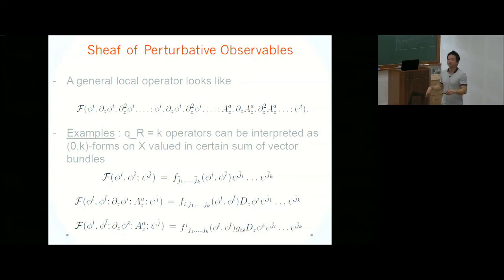That's right. We have to glue in conditions. So I'll tell you how to glue them. It's a very nice picture. So we have these things. You can see that the operators themselves, in topological field theory, are like a 0,K differential form on a target space. Now we have these complications here, with higher derivatives in Z and all that. And so we can see it as 0,K forms on X valued in some certain sum of vector bundles.